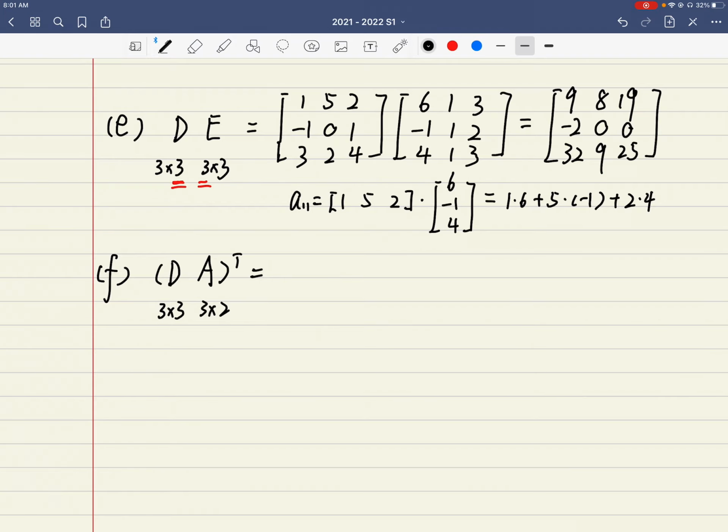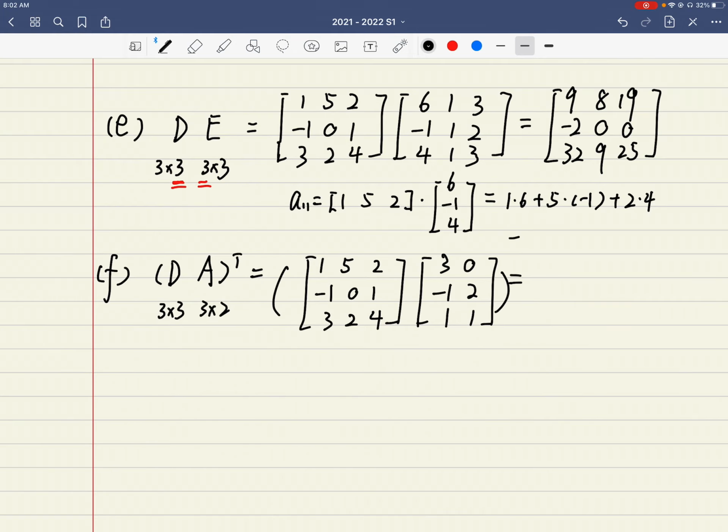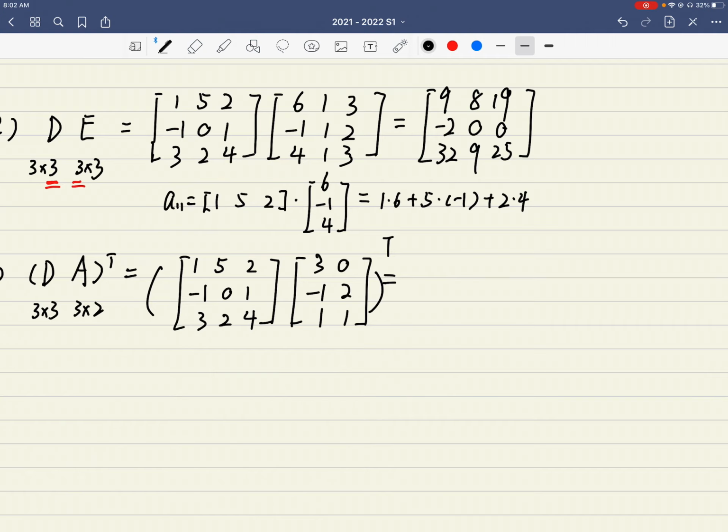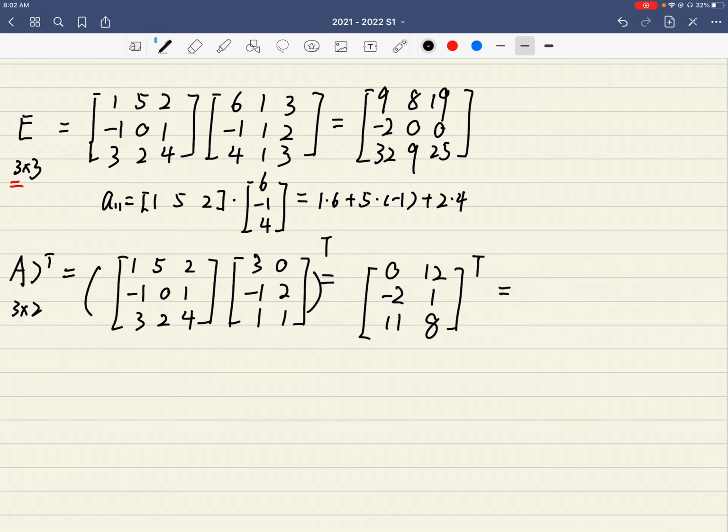I think this part is just a combination of two concepts we have learned. Right. First one is matrix product. Second one is a transpose. So D is, just copy it down. All right, and A is 3, 0, -1, 2, and 1, 1. Okay. And you first do the matrix product, then transpose. So if you do the matrix multiplication, you should get a 3x2 matrix, which is this. Okay, then you transpose it, you get this result.